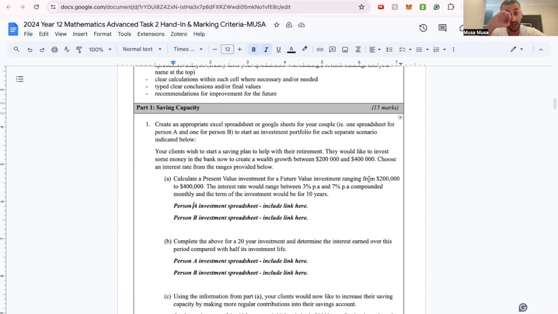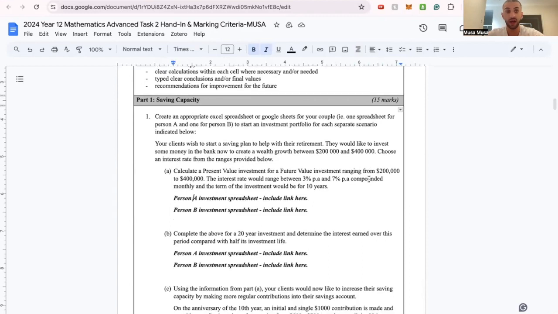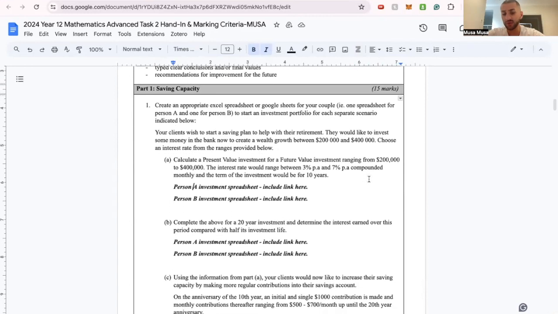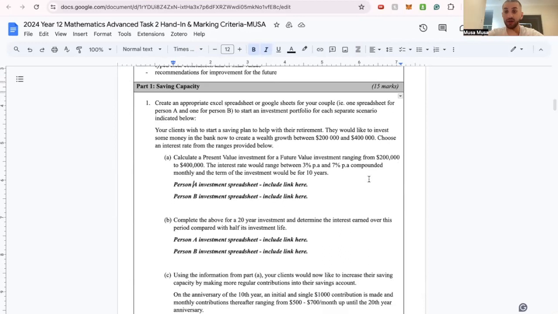Part A says calculate a present value investment for a future value investment ranging from 200K to 400K. The interest rate would range between 3% and 7% compounded monthly, and the term of the investment will be 10 years. So we need to figure out what present value we require in order to have a future value of a number you decide between 200 and 400K. And you need to make sure that the rate is between 3% and 7%, and it's for 10 years, and it's compounded monthly.